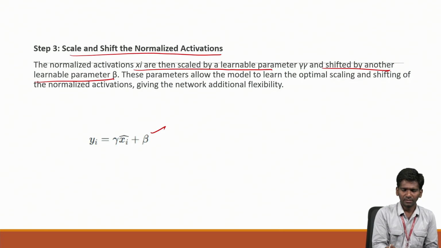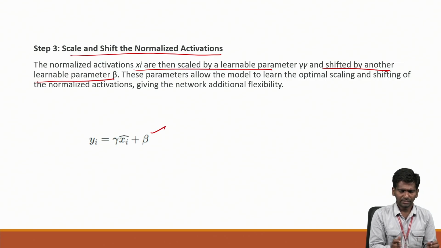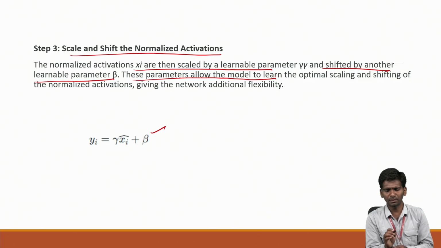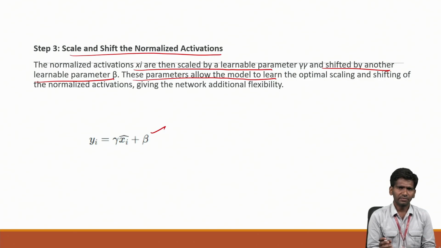Then the parameters are adjusted. These parameters help the model learn the optimum scale so that there are no fluctuations during normalization.